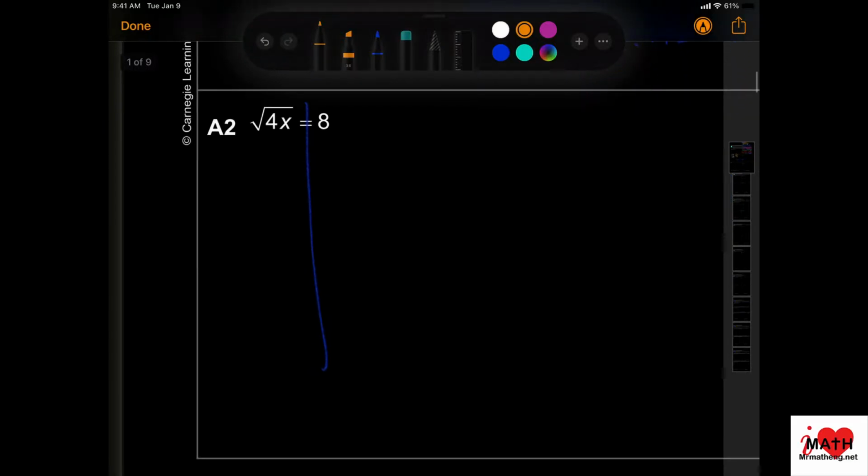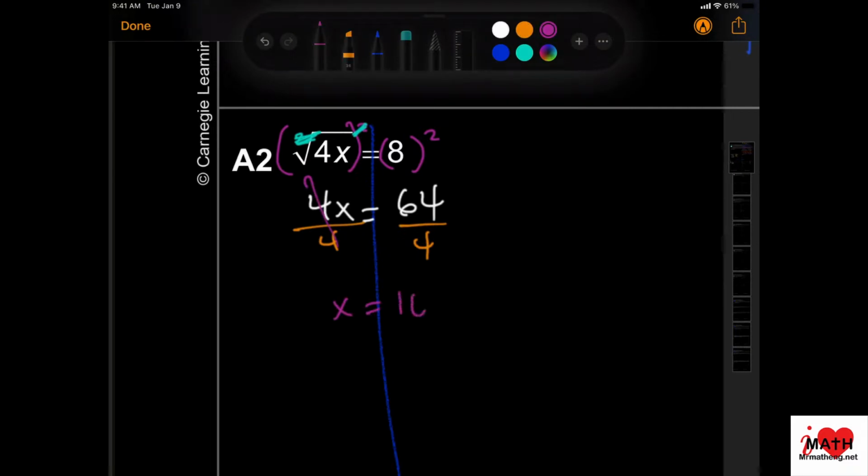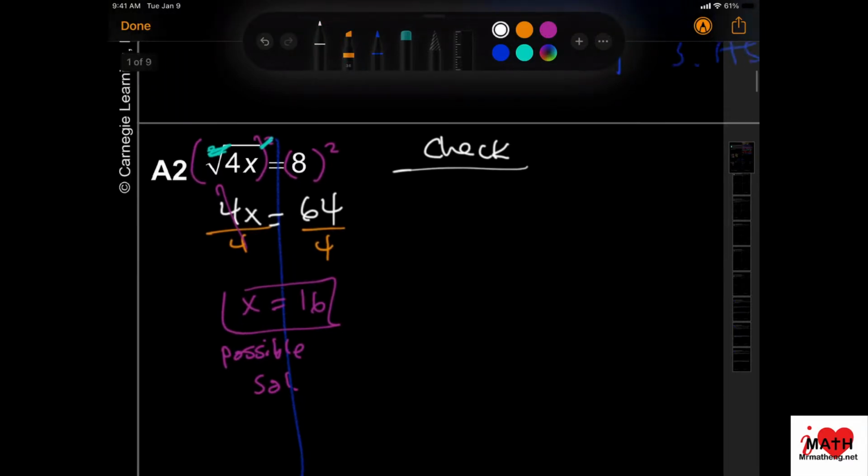Okay? Let's try A2. Again, A2 is isolated already because there's nothing in front or behind it. We can just identify the index, which is a 2, and that tells us to square both sides. Again, this 2 and the radical sign cancel, and you're left with just 4x equals 8 squared, which is 64. Divide by 4 on both sides, and you will get x equals 16. So remember, this is a possible solution.